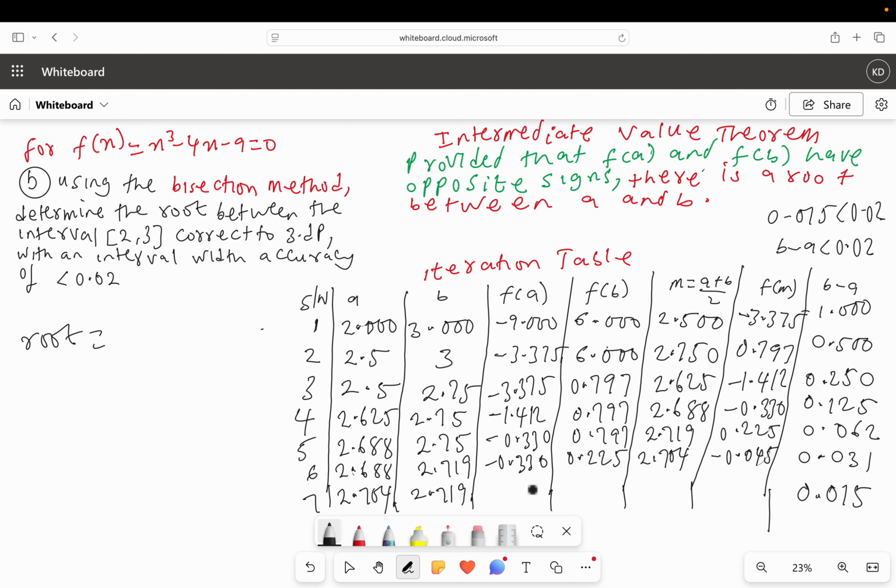My approximate root that satisfies the condition given in the question will just be the midpoint of these 2 points. So I will have 2.704 plus 2.719 divided by 2. To 3 decimal places approximately, I will end up with 2.712.